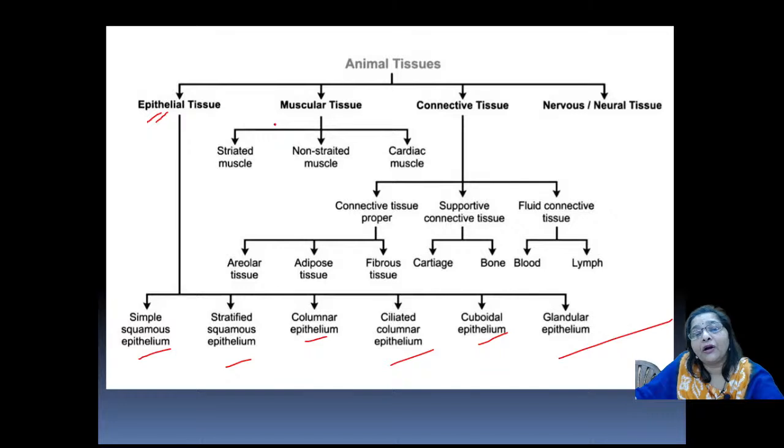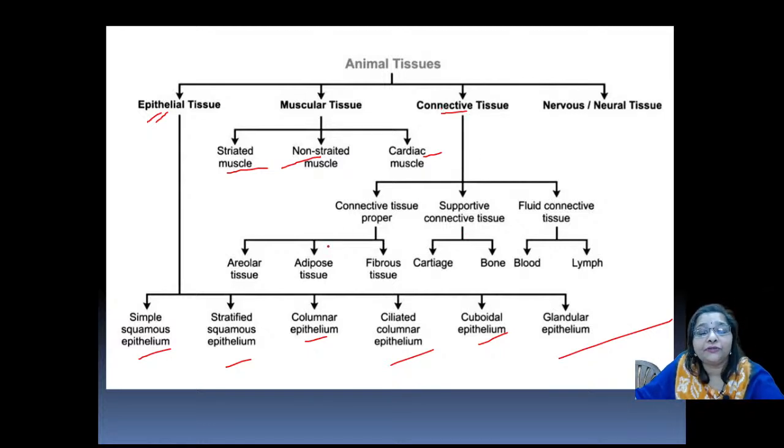Next, we learned about the muscular tissue, which is responsible for movement in the organism. Now this muscular tissue, we learned 3 types of muscular tissues, which are the striated muscles, the non-striated muscular tissue, and the cardiac muscular tissue forming the muscles. Whereas the next type of animal tissue we learned was the connective tissue.